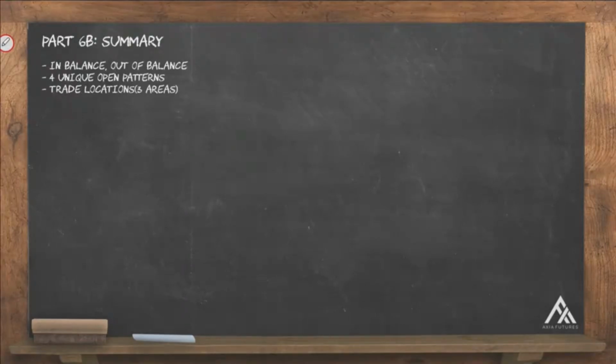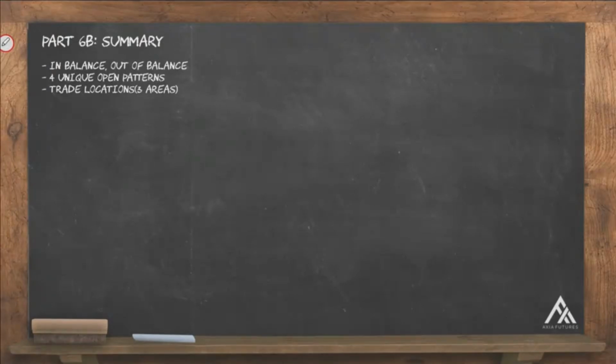So welcome back to the Blackboard series part 6b. Now, what did we talk about in the early section of part 6? Well, we started off talking about markets that open in balance and markets that open out of balance. The important thing to understand when talking about a market opening within balance or out of balance is what the implications mean for risk and reward.